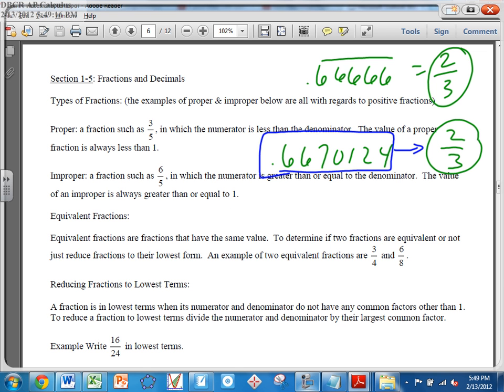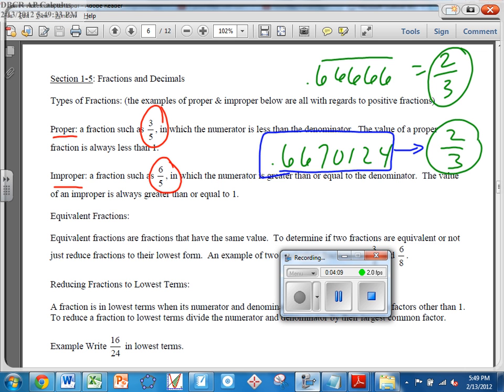Now, to talk about fractions, we have proper versus improper. A proper fraction simply means the number on top is smaller than the bottom. Improper means the number up top is bigger than the number on the bottom. So here, we're going to be looking at a proper fraction such as 3/5 versus an improper fraction of 6/5.